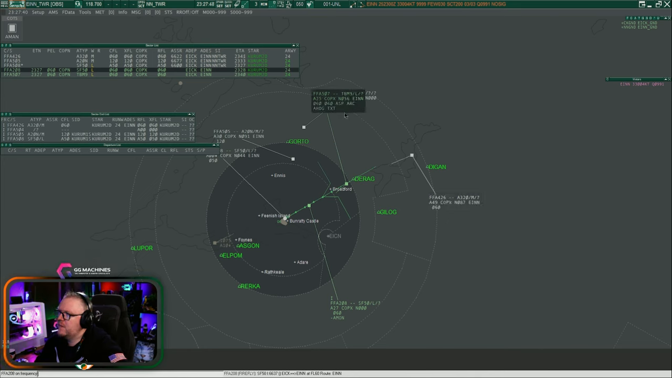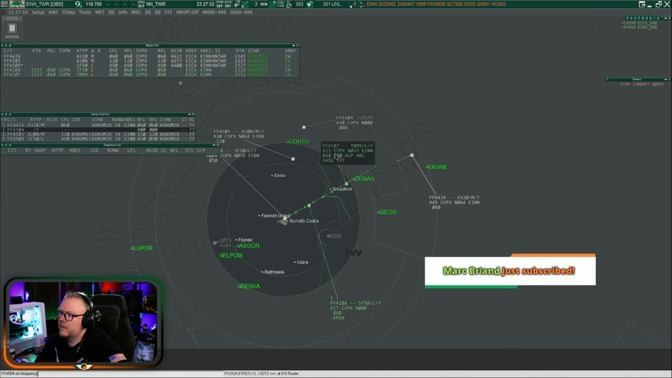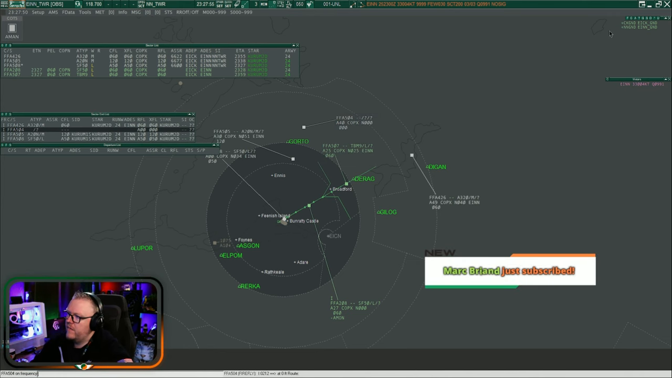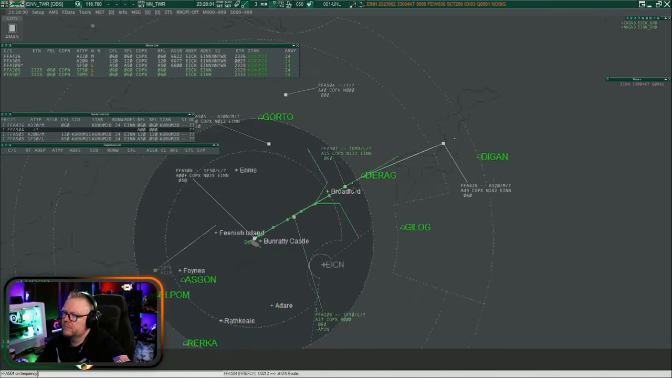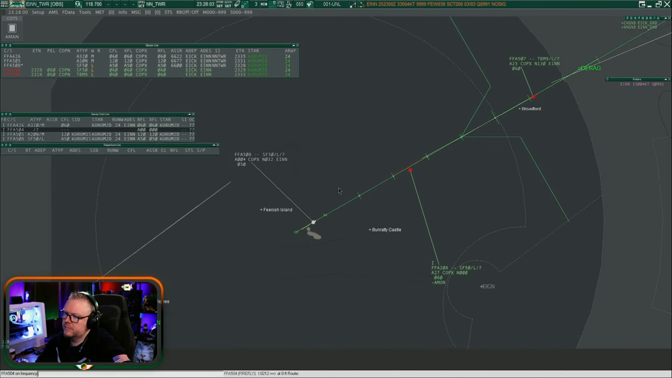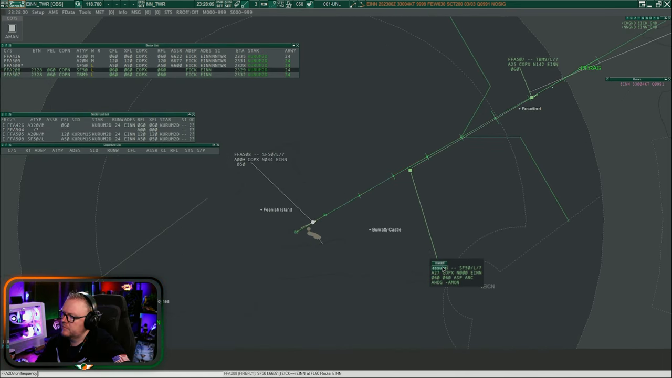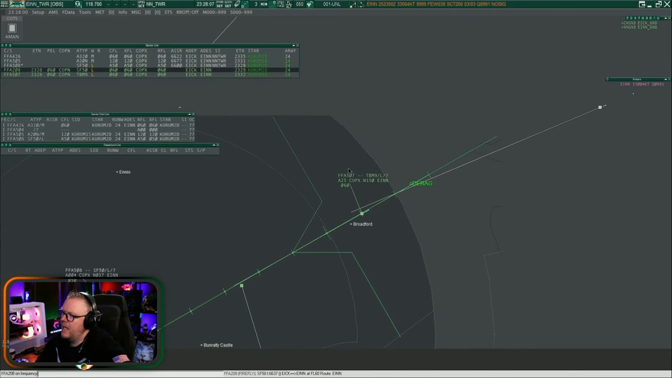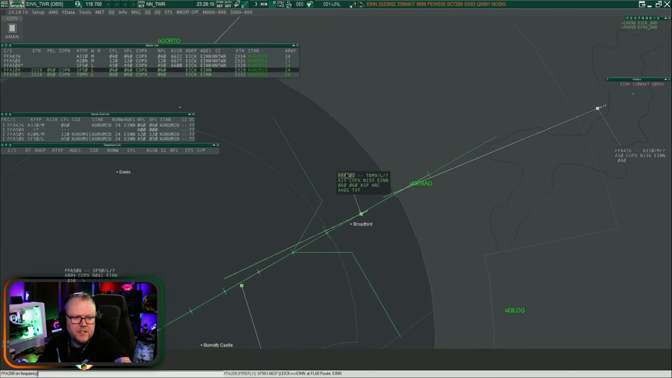426 is inbound. And Shannon Tower, Firefly 507, established localizer runway 24. Firefly 507, continue approach. Expect late landing clearance. Continue approach and expect late landing clearance, Firefly 507. So it takes a little while for everything to get updated, you know what I mean?